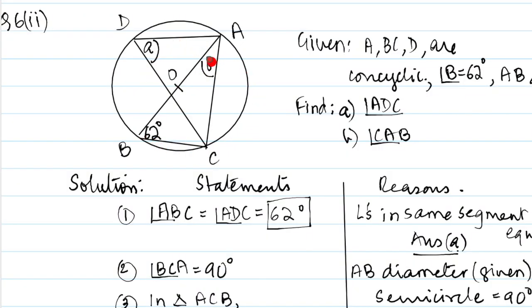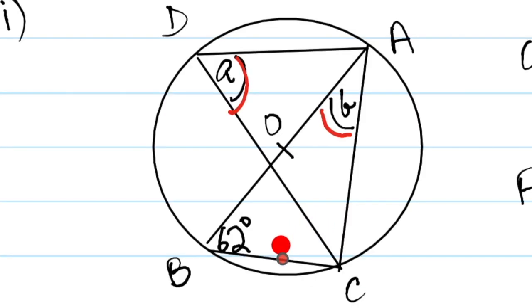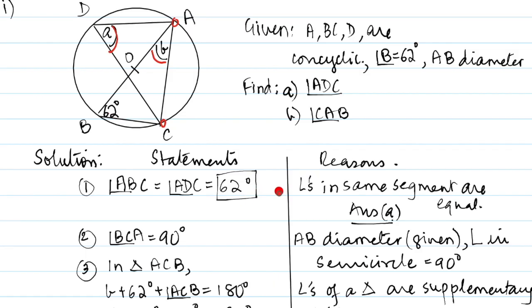So exactly the same thing I have done here. This is your A, this is your B. Now, can you see this 62 is the angle which is subtended by this arc AC like so? So AC is subtending this angle also. So these two are angles in the same segment. They'll be 62 and that is our first mark.